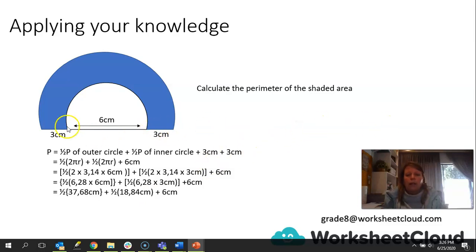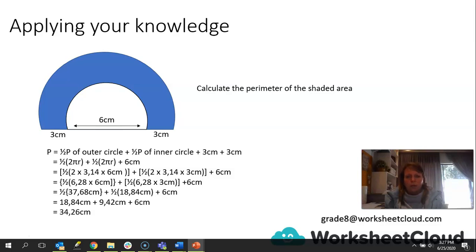And then we're adding on the extra little bit for the perimeter of the whole shaded area. So half of 37,68 centimeters and half of 18,84 centimeters will give me 18,84 centimeters plus 9,42 centimeters plus 6 centimeters. So this is half of the circumference of the outer circle, and that's half of the circumference of the inner circle. Add on the 6 centimeters from the 3 and the 3. If we add that all together, we end up with a total perimeter of the shaded area as 34.26 centimeters.